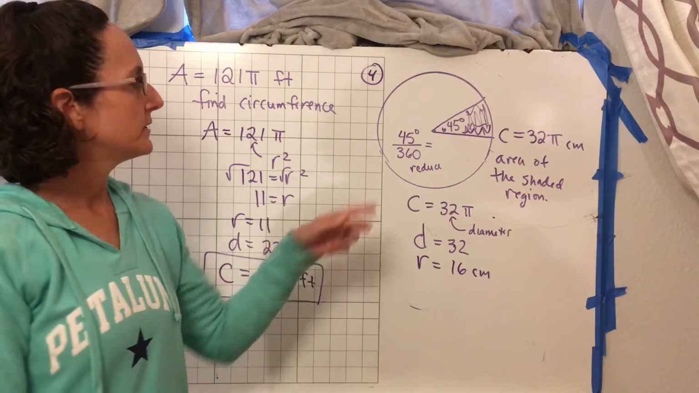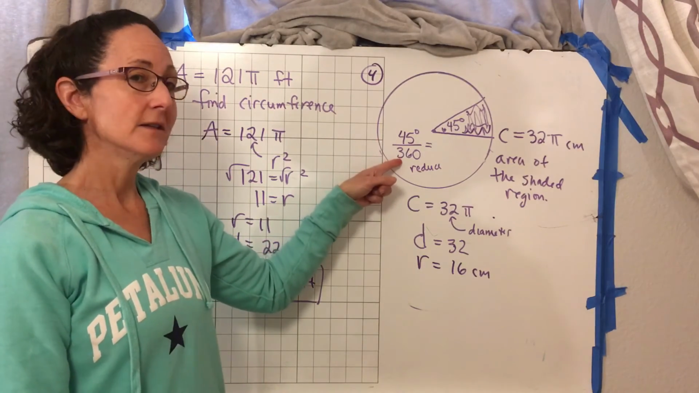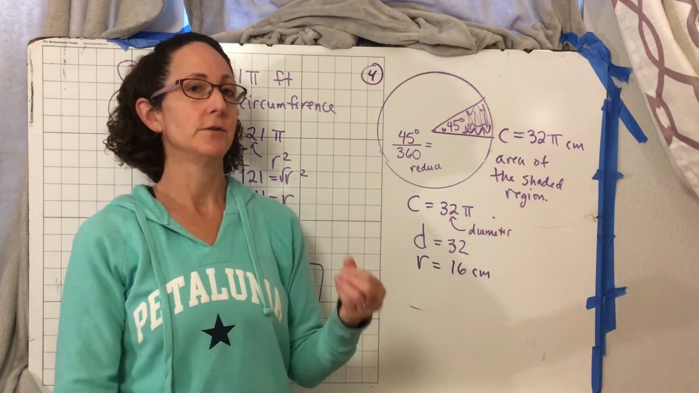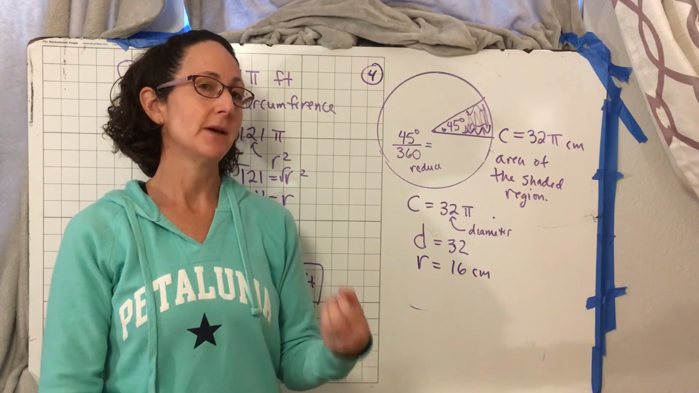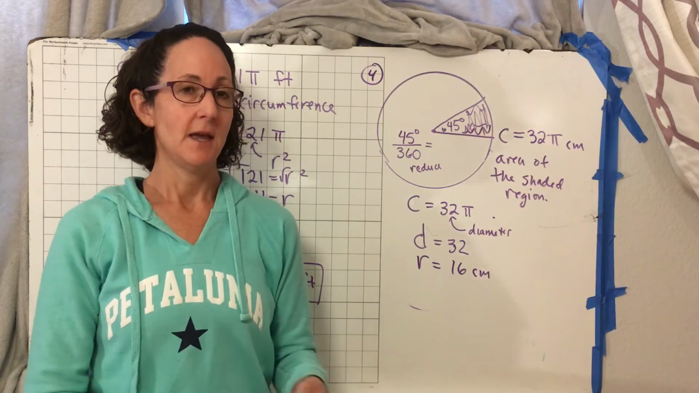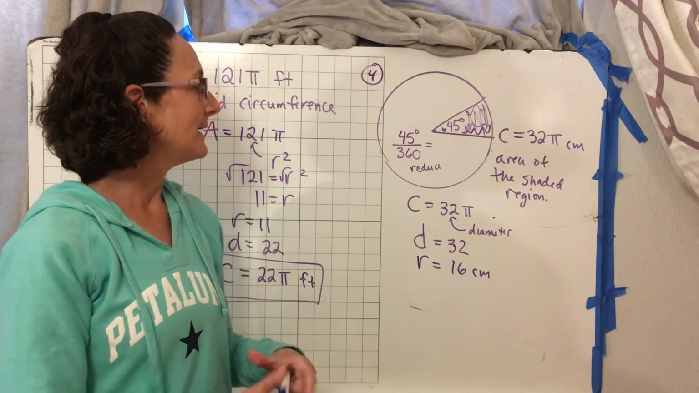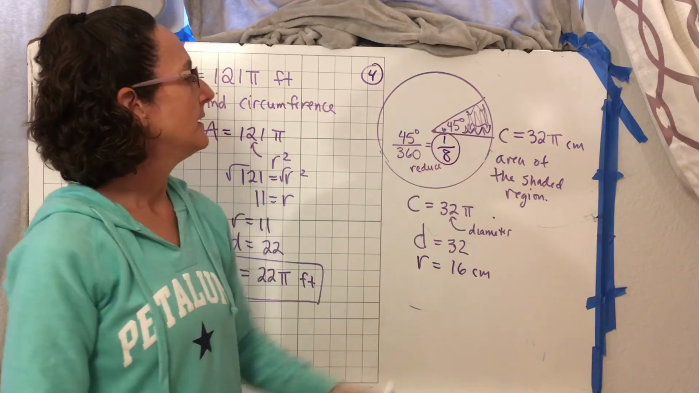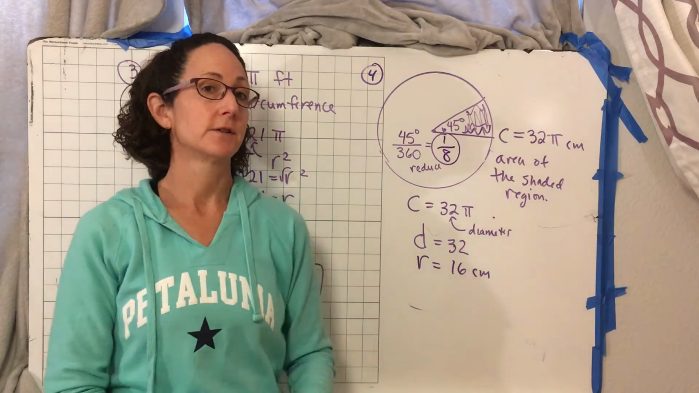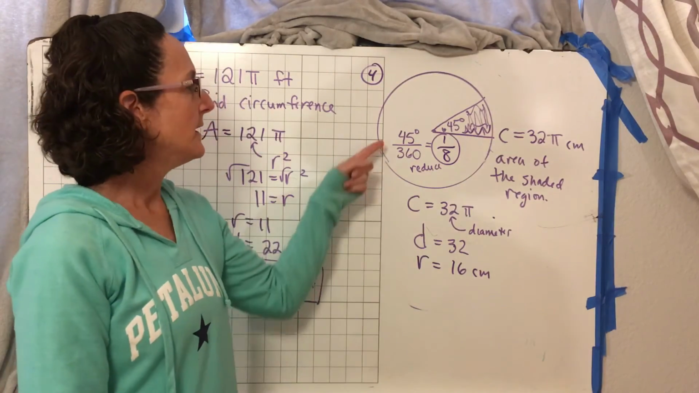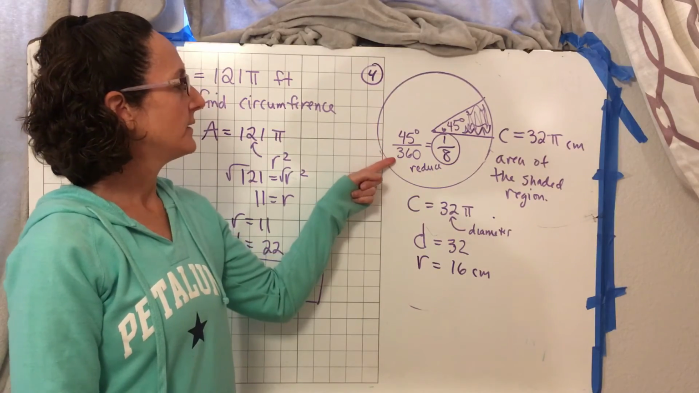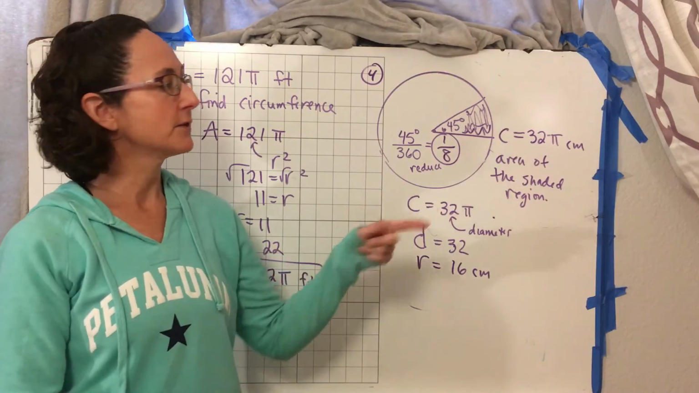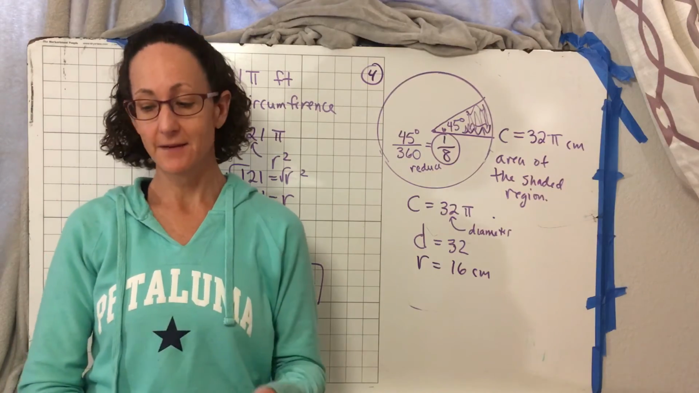You might be like, oh, I can reduce it by 5s or whatever. But one thing I want you guys to know is that sometimes this number goes into this one. So take your calculator and do 360 divided by 45. What you should get is the number 8, which means that this reduces to 1/8. You can always try that first so that it makes it a little quicker. So 45 divided by 45 is 1, 360 divided by 45 is 8, so this represents 1/8 of the circle.